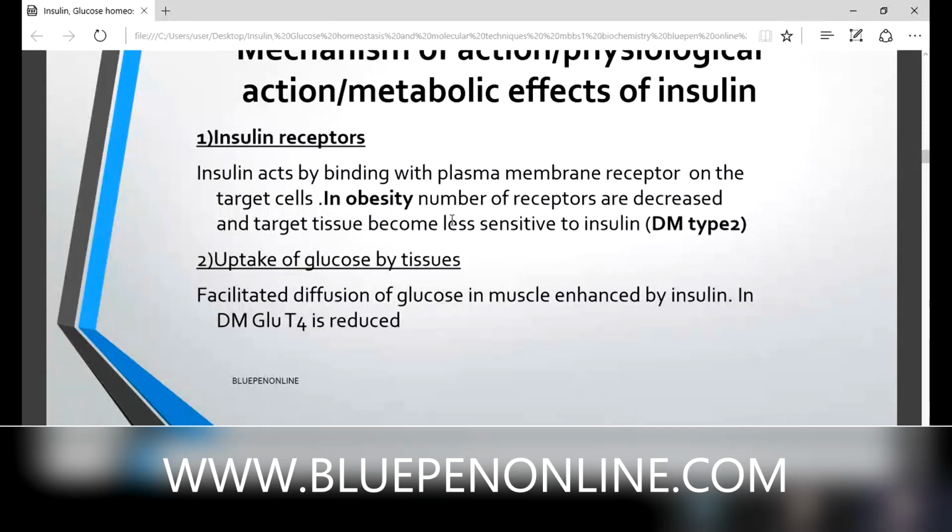Which one enhances this utilization? Insulin. What happens in diabetes mellitus? There is no insulin. Insulin or insulin receptors are deficient in diabetes mellitus.